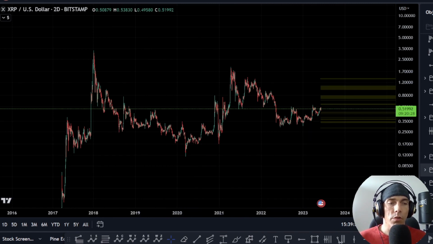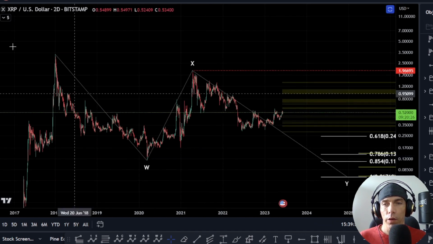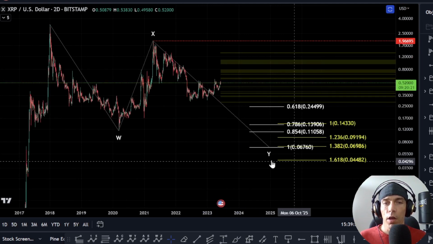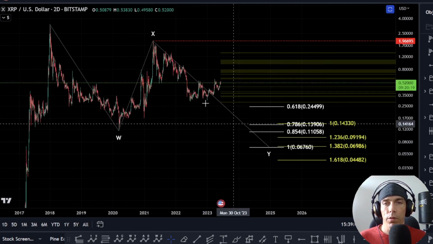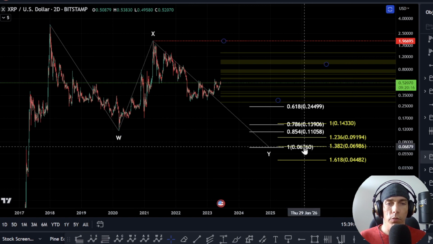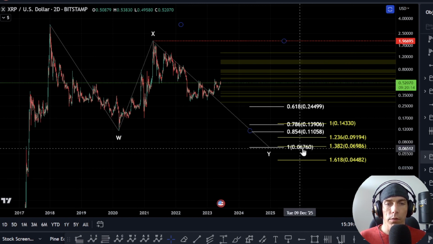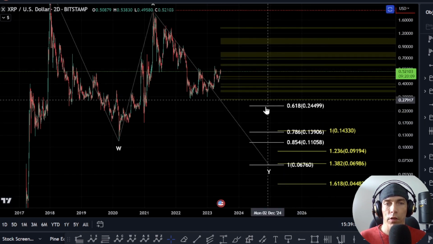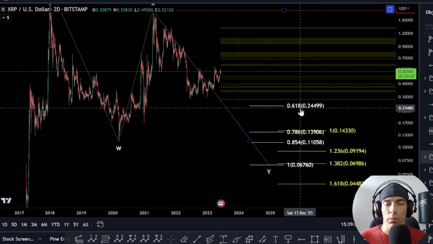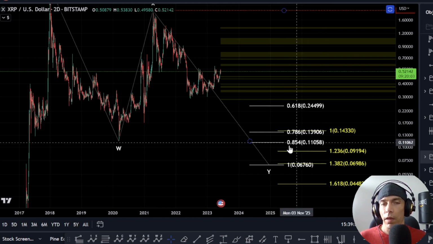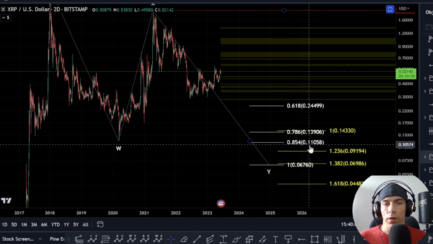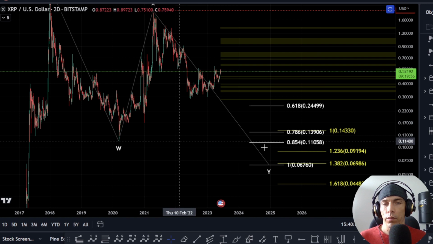So what I'm looking for primarily is that we actually have a bigger W and X, and we're looking for this Y wave to the downside. Now, the typical Y wave target we look for would be this 1-to-1 of the wave W, which would be lower down here at this 0.6760. Now, we do have some other areas here that we could look to potentially fall short. The 0.618, which would be the minimum requirement, is here at this 24499, and then we also have this 786 at this 13.9, and this 11 cent 05 is the 854.